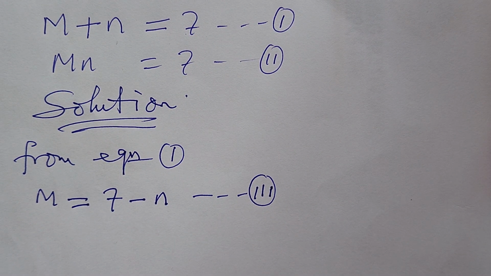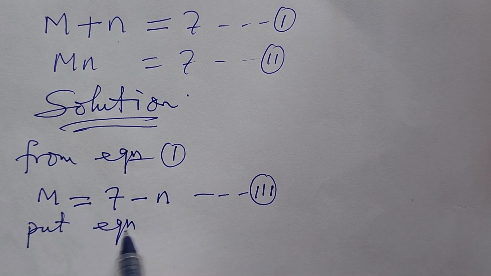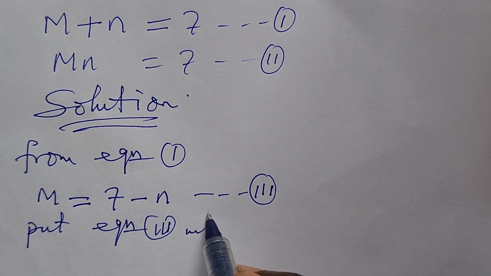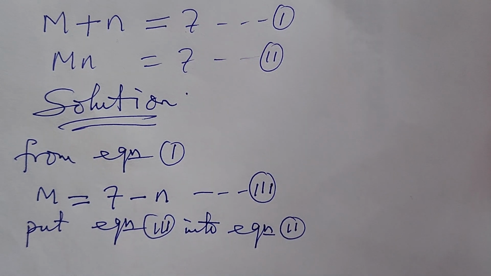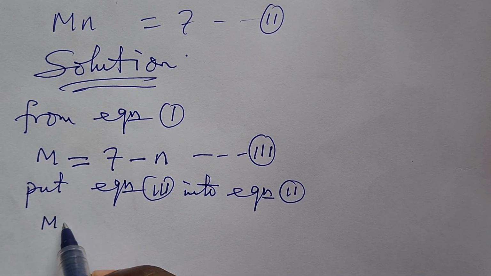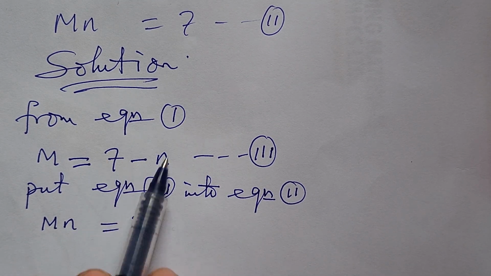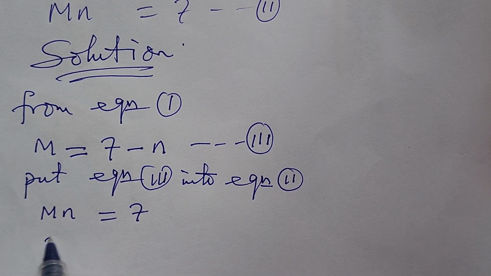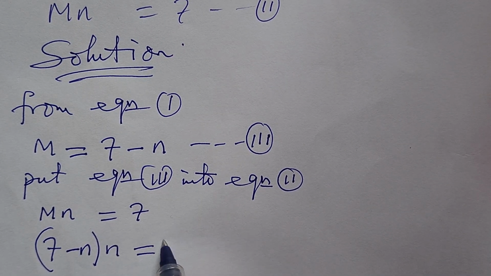So from equation 3, we can put equation 3 into equation 2. If we do that, what would that give us? Look at our equation 2. We know that m times n is equal to what? 7. So whenever we see m, let's put in this expression. This will now give us (7 minus n) times n equal to 7.